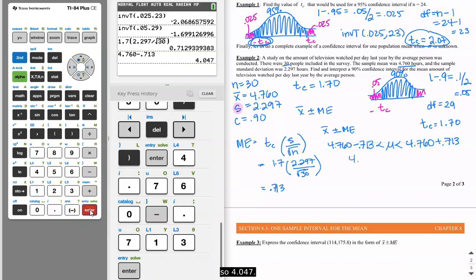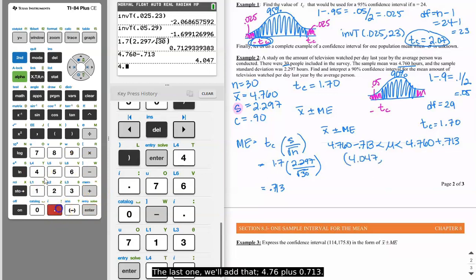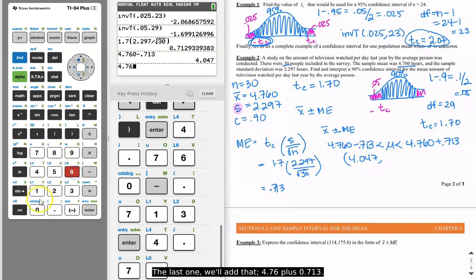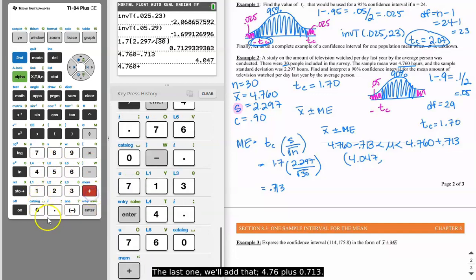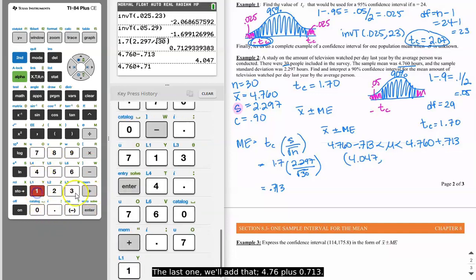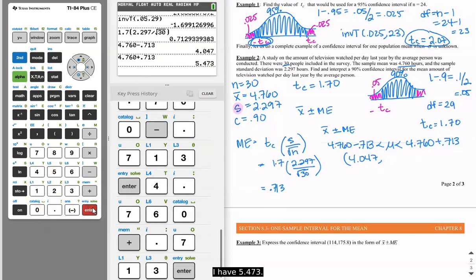So 4.047. And the last one we'll add that, 4.760 plus 0.713. And I have 5.473. All right, so that is my confidence interval.